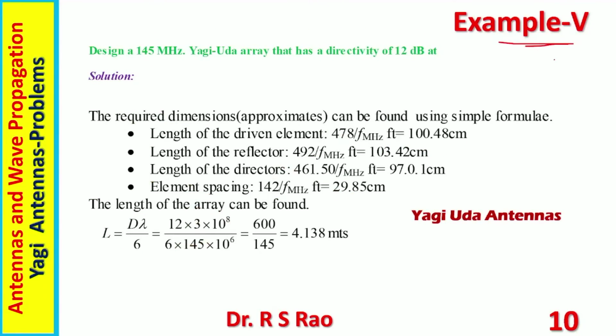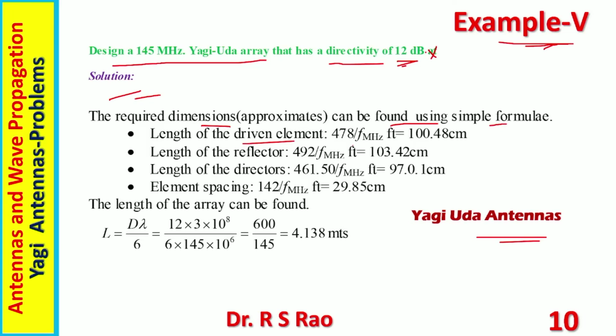Another problem, this is also on Yagi antennas. Example 5. Design a 145 megahertz Yagi array that has a directivity of 12 dB. So the problem is to design a 145 megahertz Yagi array which is able to give a directivity of 12 dB. Solution. Required dimensions, approximate ones, can be found using formulas.